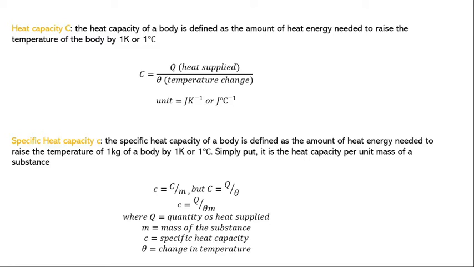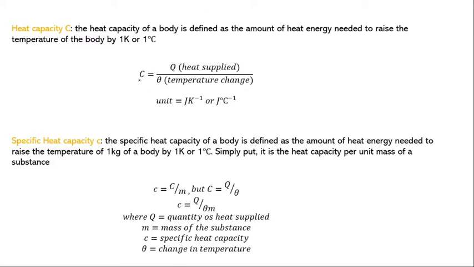All right, so we want to look at what heat capacity is. Heat capacity is denoted by capital C. The heat capacity of a body is defined as the amount of heat energy needed to raise the temperature of the body by 1 Kelvin or 1 degree Celsius. So if we have any body, let's say a solid or a liquid, the amount of heat that you apply to it before you are able to raise the temperature of that substance by 1 Kelvin or 1 degree Celsius is what we term the heat capacity.